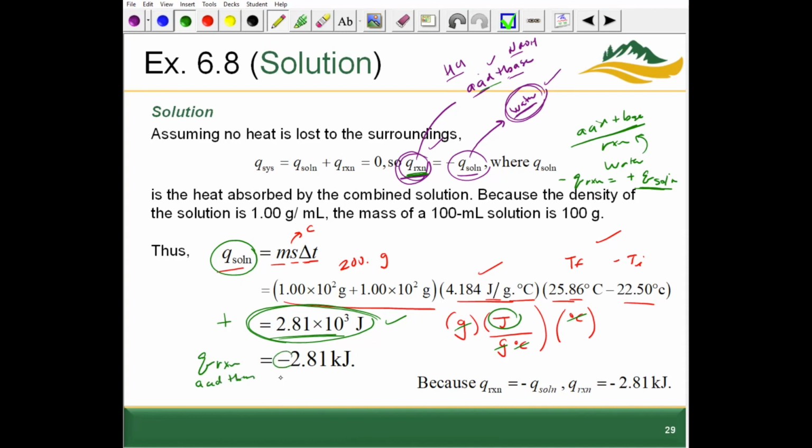Then the reaction itself, so Q of our reaction that involves the acid and the base, we have a negative sign now, and we can convert this into kilojoules. It's not necessary that we convert this into kilojoules, but if we're asked for our final answer in kilojoules per mole, then we should convert this.